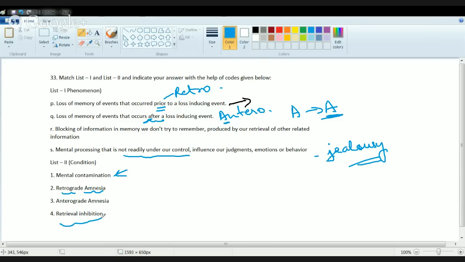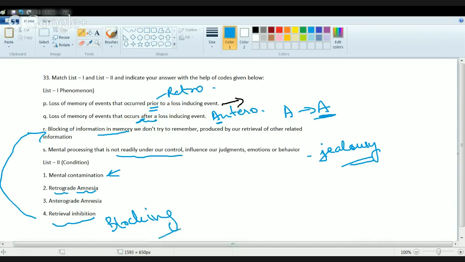And finally, what is retrieval inhibition? Retrieval inhibition is when you are trying to block the information in the memory that we don't try to remember. So basically you need to retrieve it or remember it again, but you are suppressing or blocking that information, and you are unable to retrieve it or re-remember it when you need it. So that is what is retrieval inhibition.